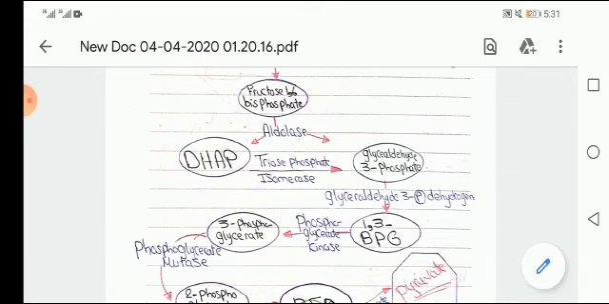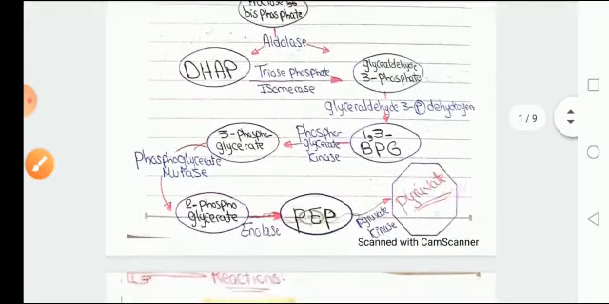Now, glyceraldehyde 3-phosphate will be converted to 1,3-bisphosphoglycerate by glyceraldehyde 3-phosphate dehydrogenase. Then, 1,3-bisphosphoglycerate will be turned into 3-phosphoglycerate via phosphoglycerate kinase. Phosphoglycerate mutase is going to convert the 3-phosphoglycerate to 2-phosphoglycerate, and then from 2-phosphoglycerate to PEP via enolase, and finally we get our end product, which is pyruvate, from PEP by pyruvate kinase.